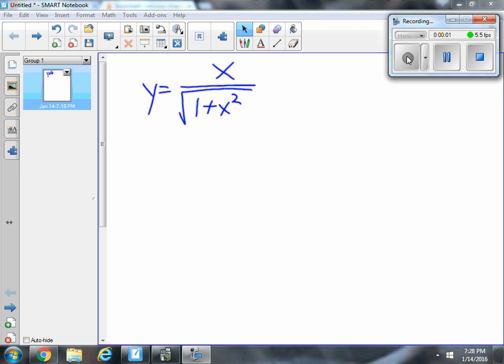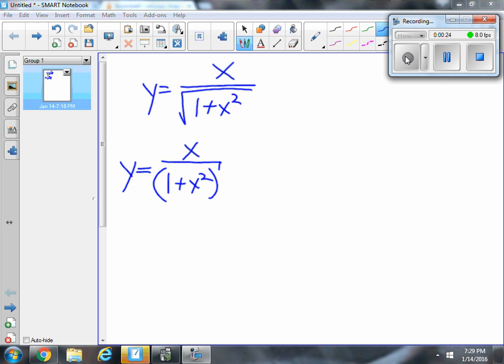So I need to find the derivative of this function. And whenever I have a function that has a radical sign, I like to change it to a fractional exponent, because when I take derivatives and use the power rule, that's just going to make it a whole lot easier. So it's x divided by (1 plus x squared) to the 1/2 power.